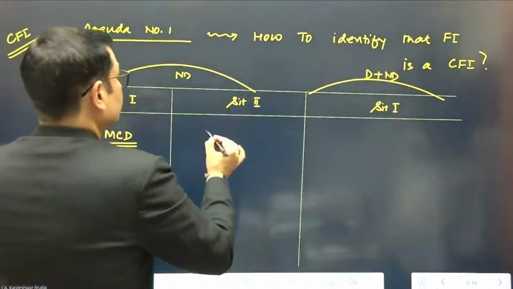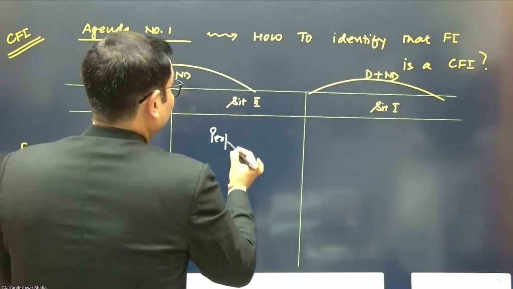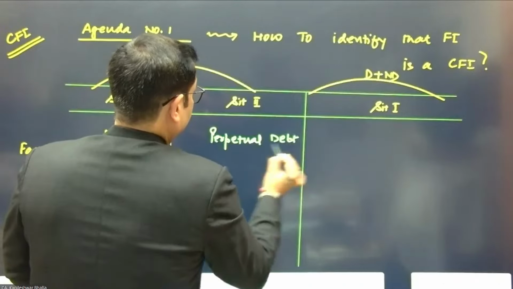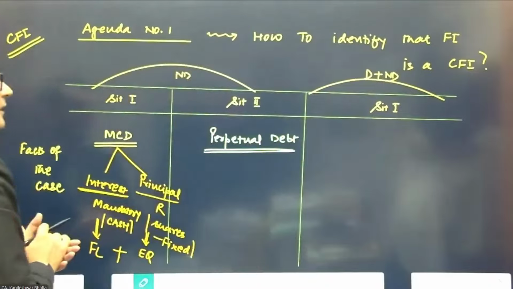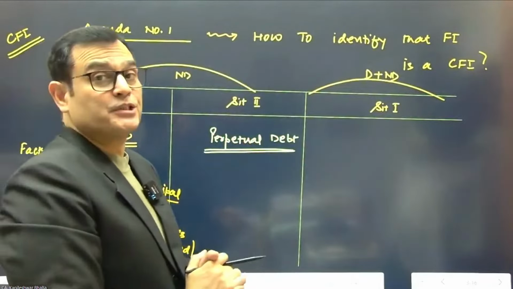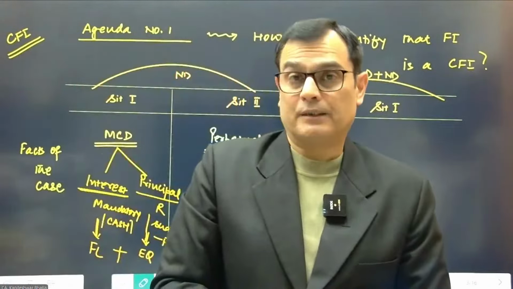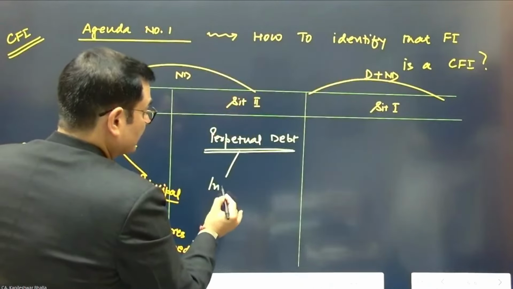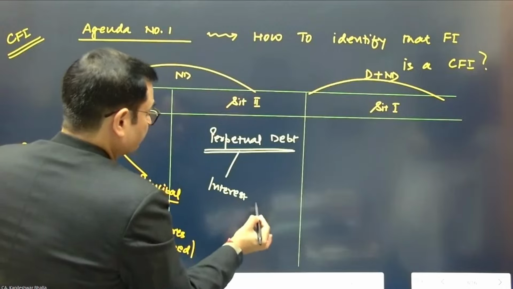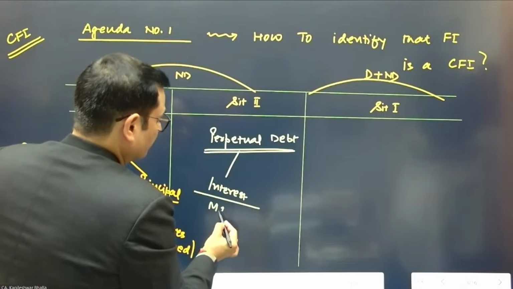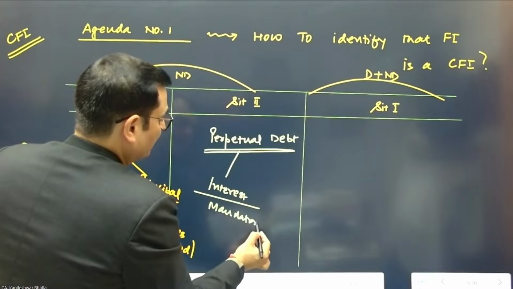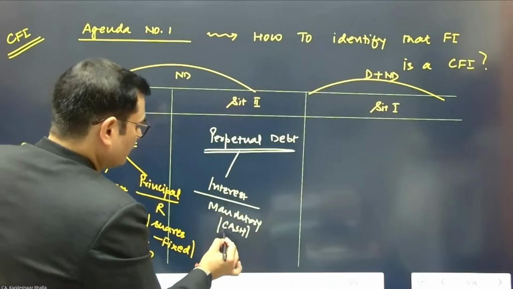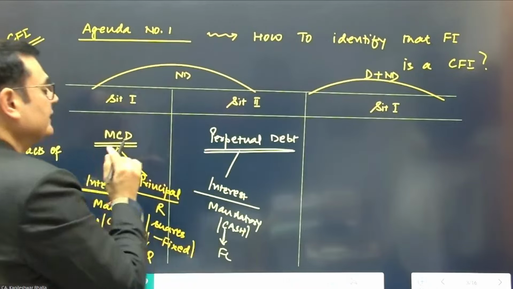Now I am considering a case where there is a perpetual debt. We'll be talking of this very soon in more detail. So let's say there is a perpetual debt. A perpetual debt means that the principal is irredeemable in nature. I am considering that as far as the interest is concerned, the interest is mandatory and is being paid in cash every year. So I think you'll definitely agree that this is financial liability in nature.